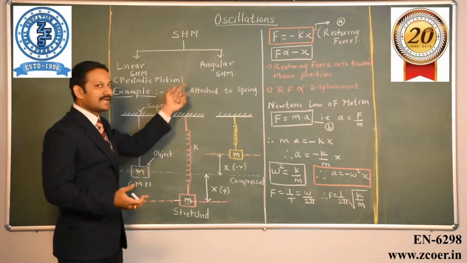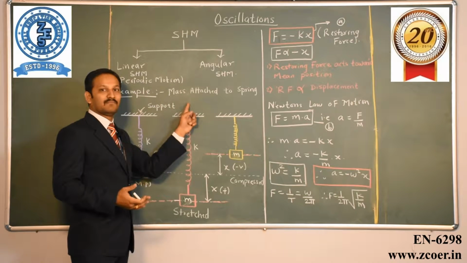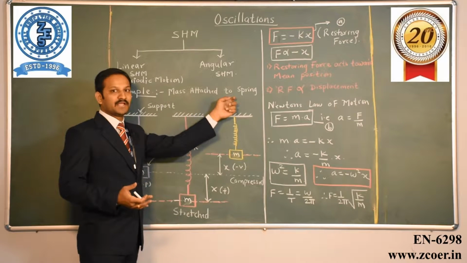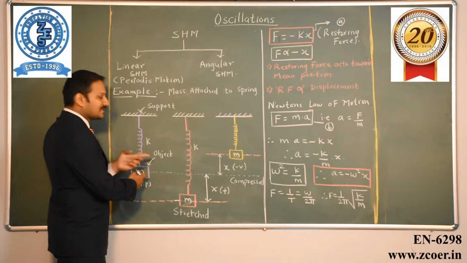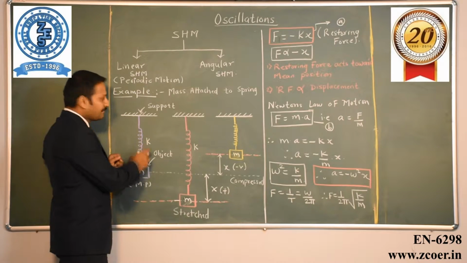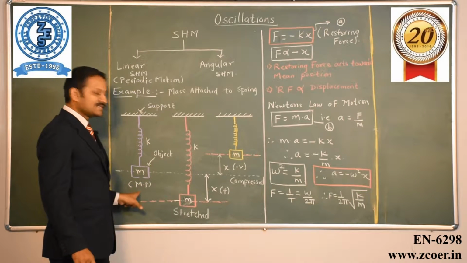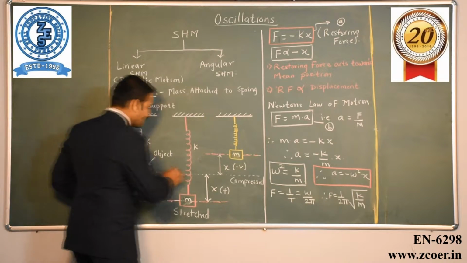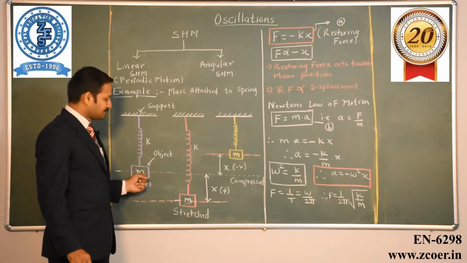Now let us understand linear simple harmonic motion using one example. The example is a mass attached to a spring. So I am considering a mass which is considered as an object. It is attached using this particular spring through a support. Initially the mass is at mean position, MP stands for mean position, and the line I have drawn is the CG of that particular mass.